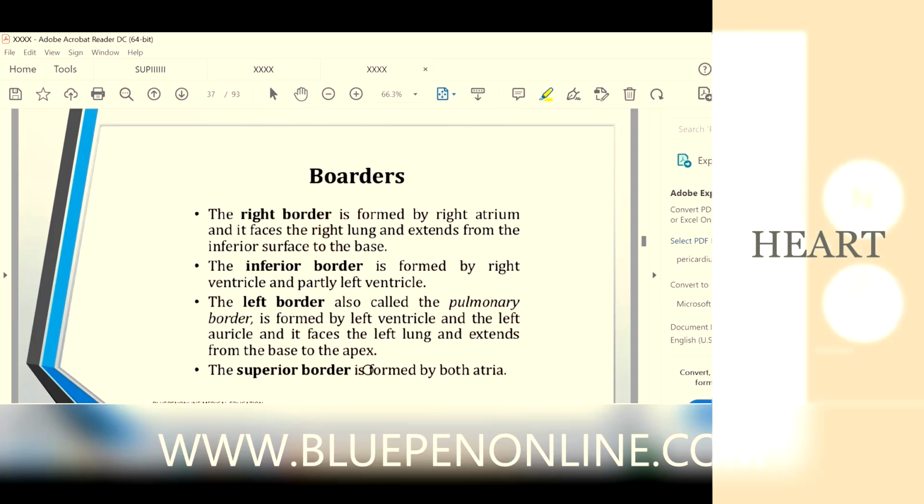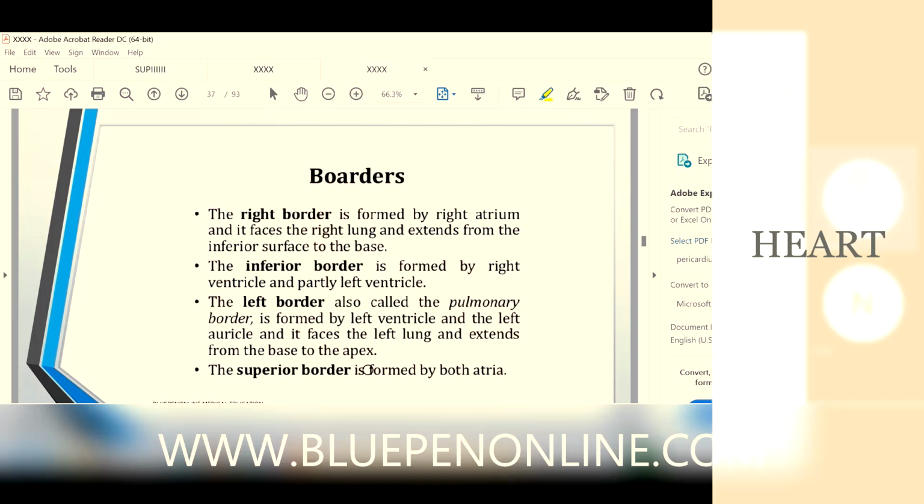Lungs. Left border of the heart, which is formed by which chamber? Chambers only forming the borders, right? Yes, ma'am. So which chamber will form the left border? Left auricle, ma'am. Left auricle and the left ventricle.